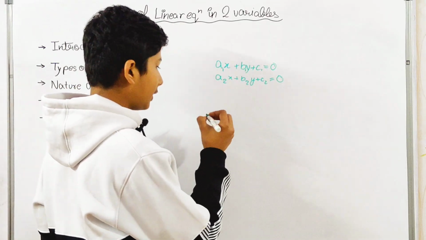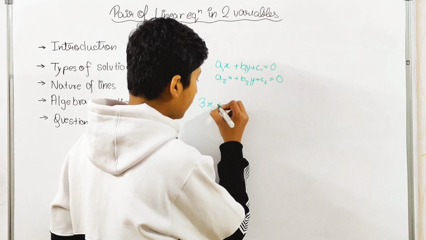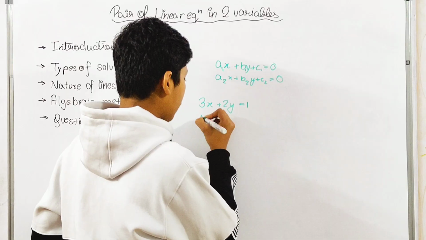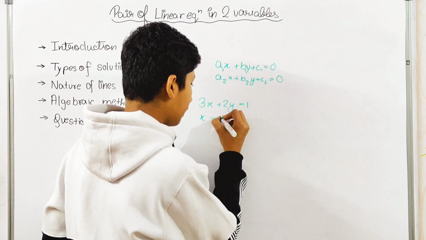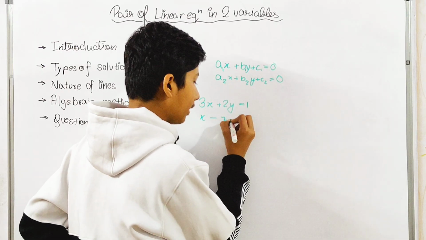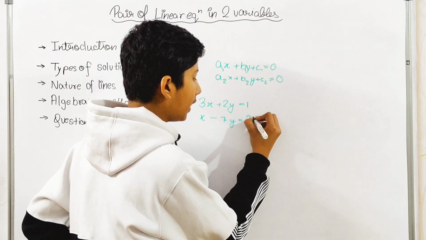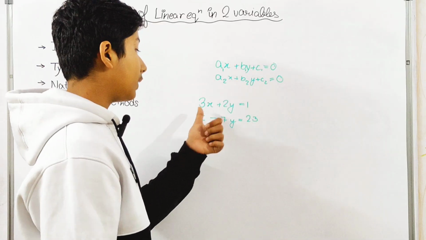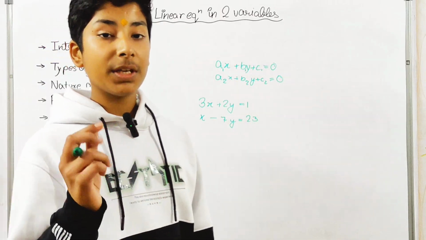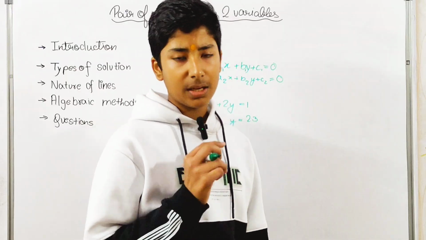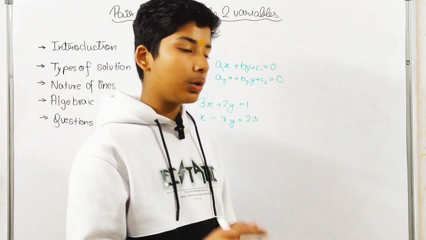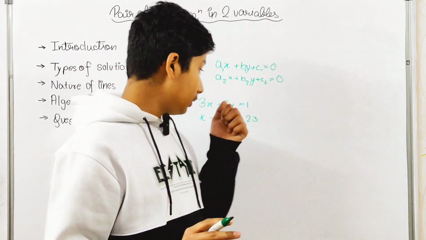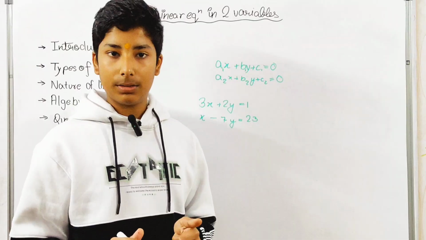Let us take an example. 3x plus 2y equal to 1 and x minus 7y equals to 23. Now, this is a form of pair of linear equation in two variables. This type of equations we will solve. But see here, in this chapter we will have to just find out the values of these x and y. But to find out the value, there are specific methods.